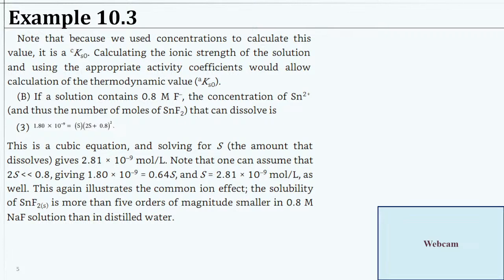Okay, so there you have it. We went from a solubility where, I'm just going to read it out so I'm not confusing anything. This again illustrates that common ion effect. The solubility of stannous fluoride is more than 5 orders of magnitude smaller in 0.8 moles per liter of sodium fluoride solution than in distilled water. Okay, that's kind of the point.